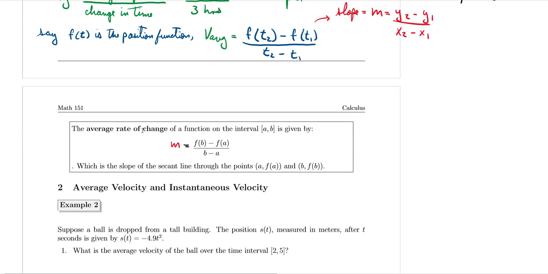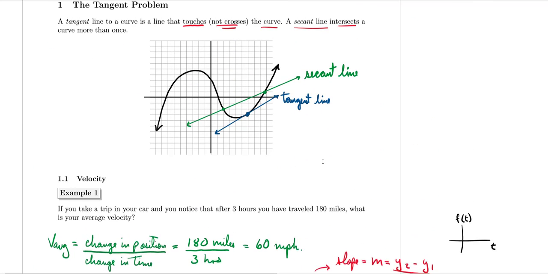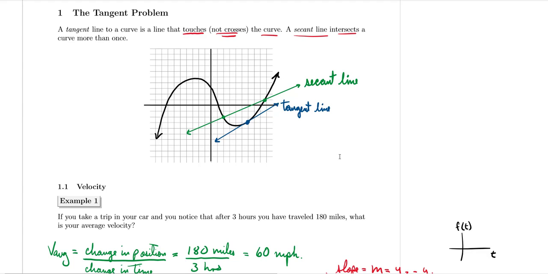So that's what we see here: the average rate of change is the slope of the secant line going through the points (a, f(a)) and (b, f(b)). So I'm just going to go back to my previous graph and say, if I have a secant line, the slope is given by f(b) minus f(a) all over b minus a. Okay, well, that's good to know.